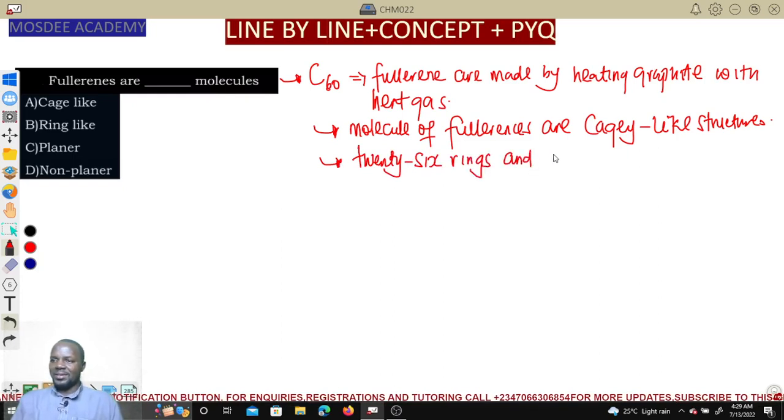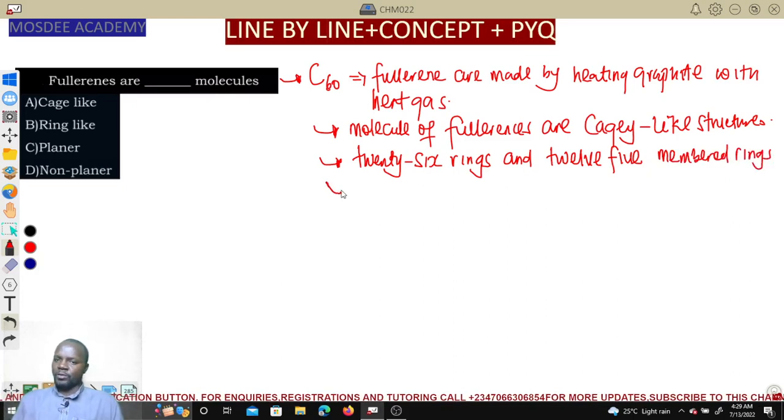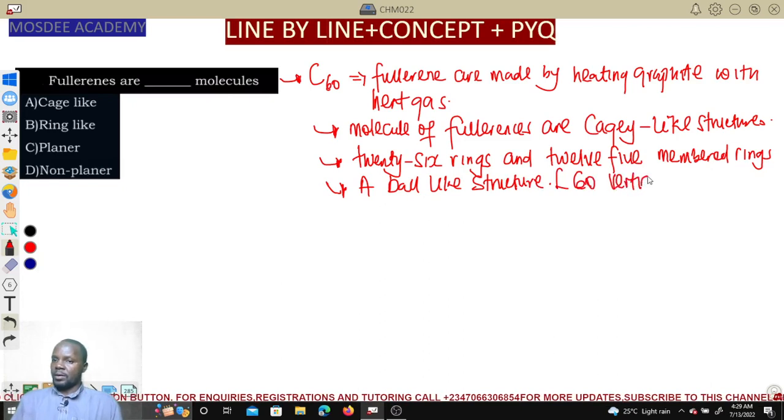and 12 five-membered rings. The structure is like a ball. It has a ball-like structure, all right? I'll try and draw it for you. So because of that, I said the highest molecule is C60, so you expect it to have 60 vertices. I'll not draw the 60 vertices, just for you to see the way the thing actually looks.